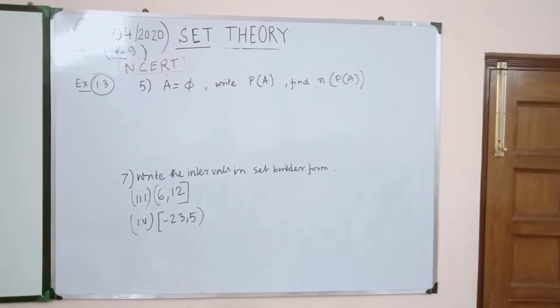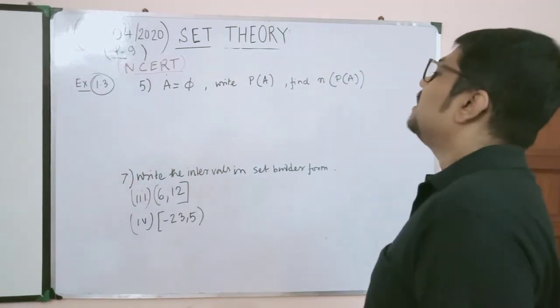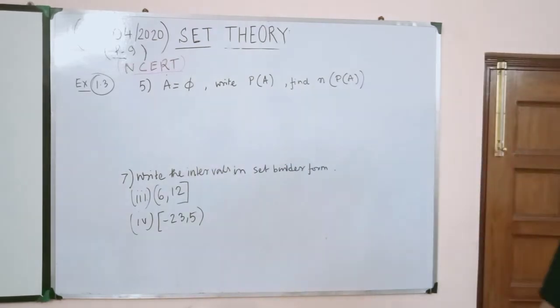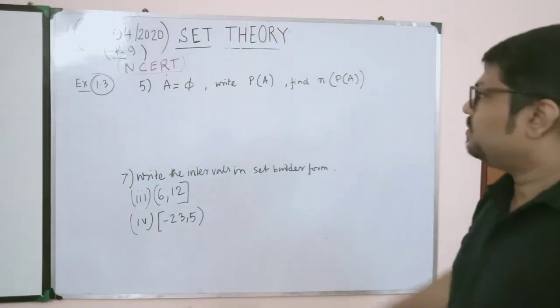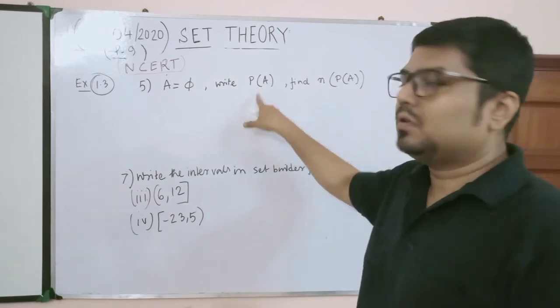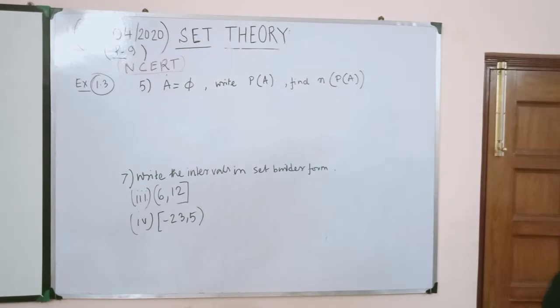Let us proceed with exercise 1.3. So we get two sums over here. I have selected sum number 5, where A is a null set. And we have to find out the cardinality of power set A, and we also have to write out the power set of A.